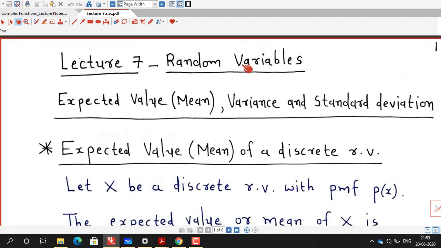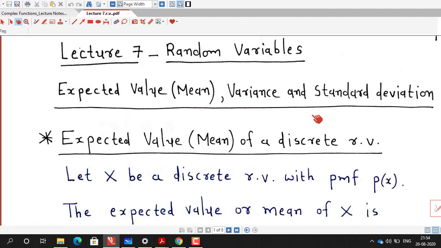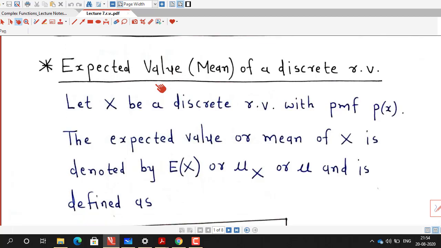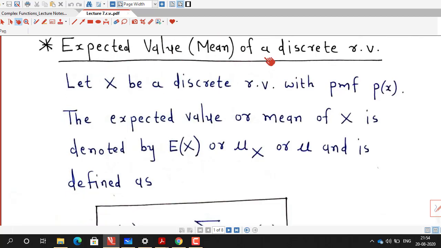Today we are going to discuss expected value or mean of a discrete random variable. In previous lectures we have discussed discrete random variables, their probability mass function and distribution function. Today we are going to discuss what the mean of a discrete random variable means, and we will do some examples based on this definition. First we see the definition of expected value of a discrete random variable.